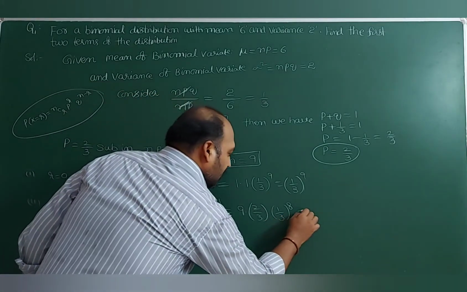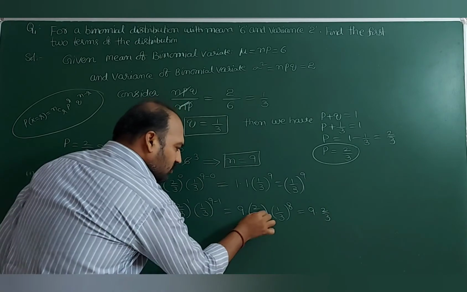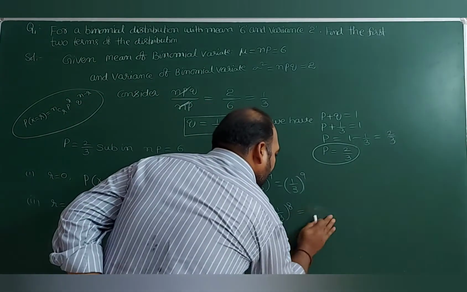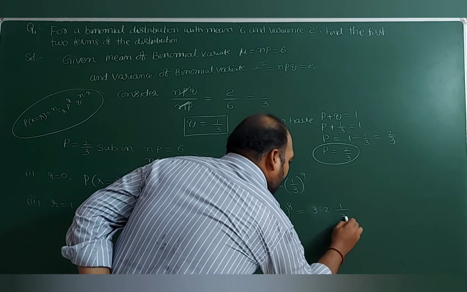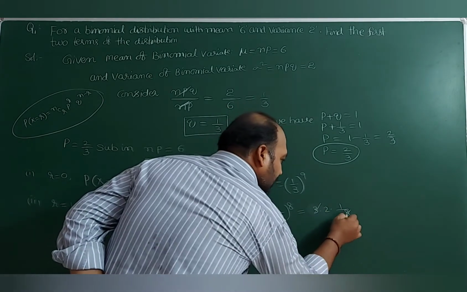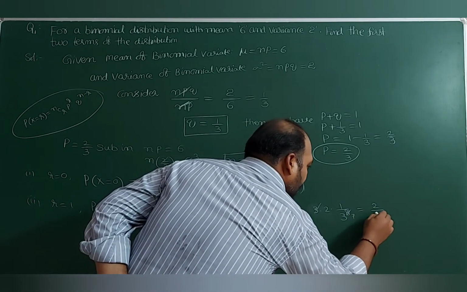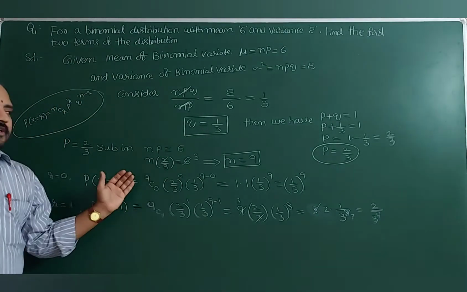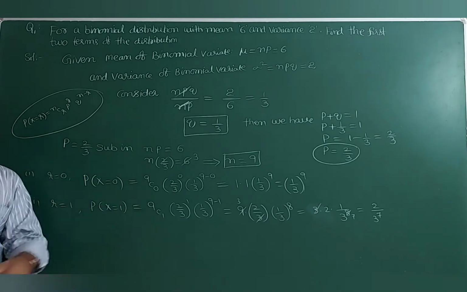This can be done as 9 into 2/3. So here also you can cancel it. 3 1s are 3, 2s are 2. So we can write directly 3 into 2 into (1/3)^8. So one of the 3 cancels here, 3 power 7 times, 2/3^7. So this is about first term and second term. I hope you understand, dear students. We will move on to the next questions.